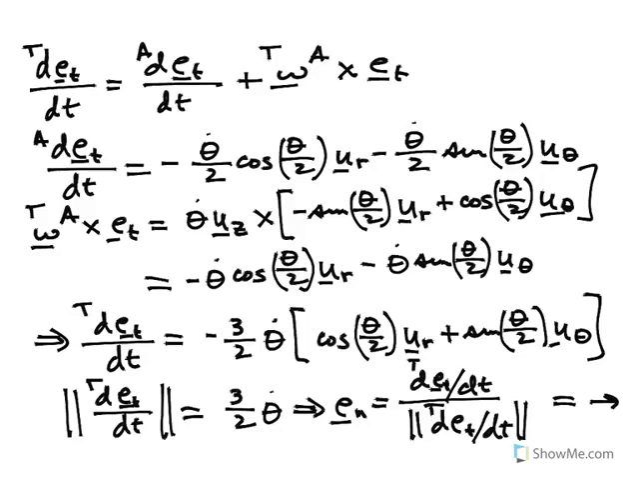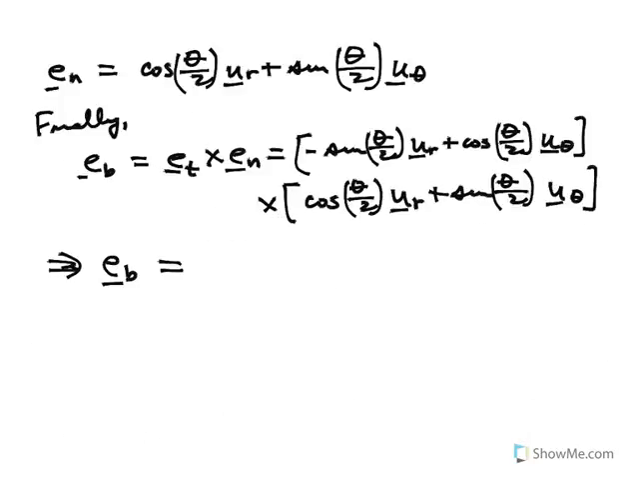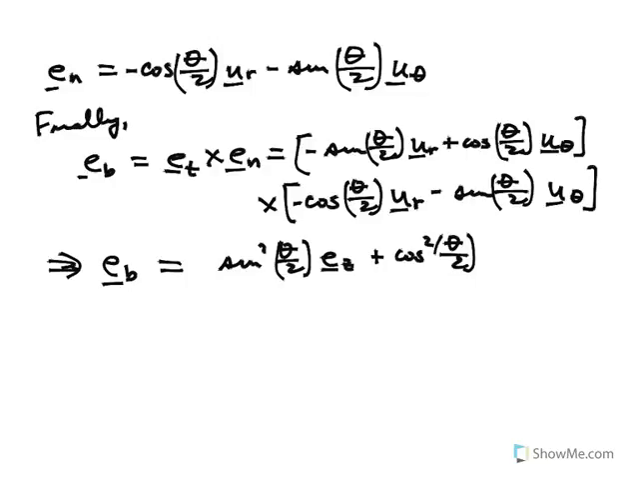Actually, the normal vector is actually negative this because there's a minus sign in front of the whole thing. So this gives me a minus sign, and this gives me a minus sign, which actually gives me sine squared theta over 2 times uz plus cosine squared theta over 2 times uz, which is equal to u sub z. So there's my intrinsic basis.